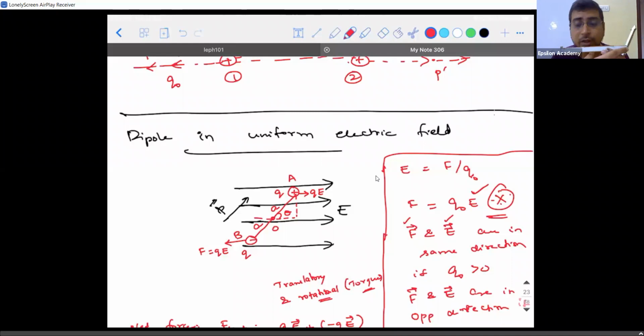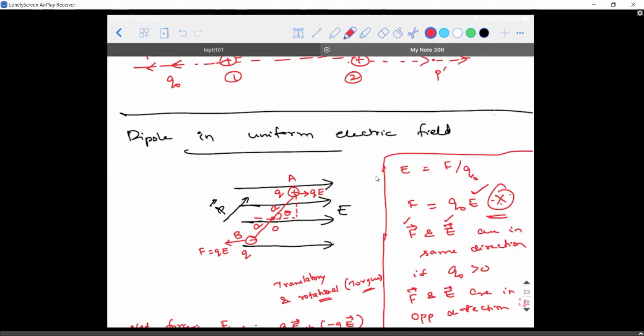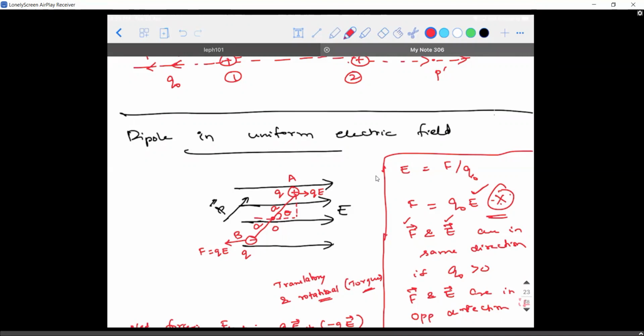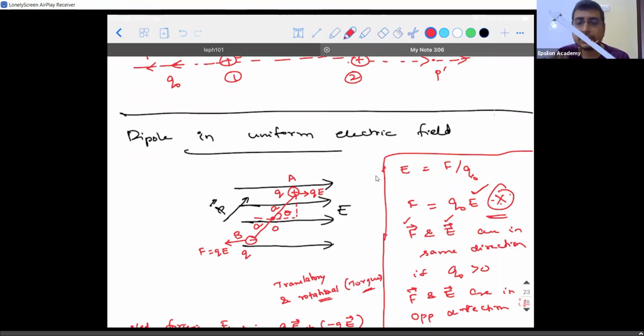What is the vector which is horizontal according to the diagram? Electric field. So what is the vector which is inclined? Dipole moment. This is the P vector, and this is the E vector.